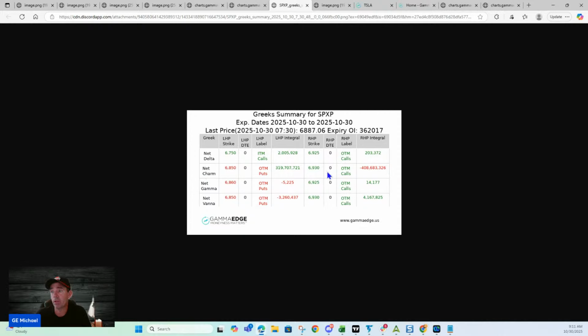We'll take the charm level here. The right-hand plane integral is slightly larger than the left-hand plane integral here. So out of the money calls, if we're below the 69.30 level, these will provide a slight headwind for price appreciation to the upside. And then as long as we're above 68.50, these out of the money puts as they decay will continue to be supportive.